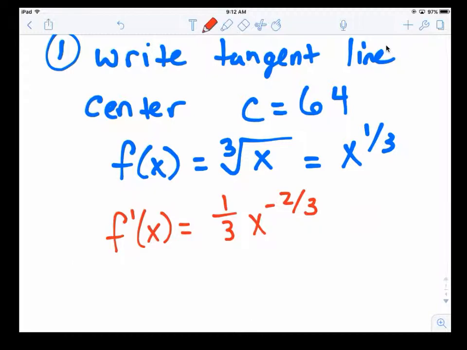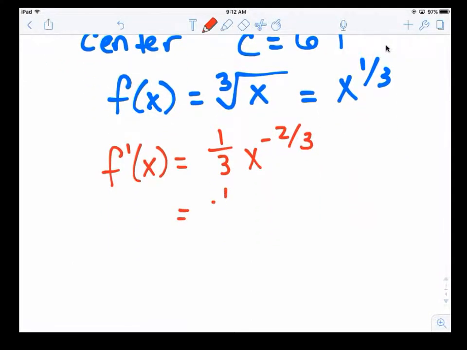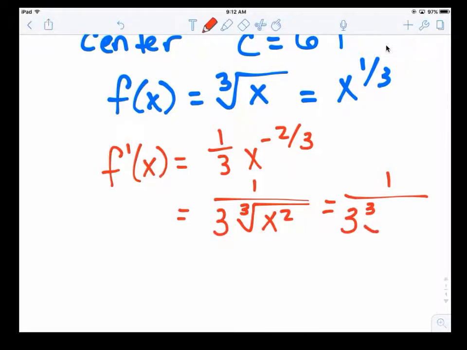Right. And then if I rewrite that, I have 1 over 3 times the cube root of x squared. I want to rewrite it like that because I need to figure out exactly what the slope is here at 64, or at x equals 64. And this is the same thing as 1 over 3 cube root of x squared. So I can use either one.